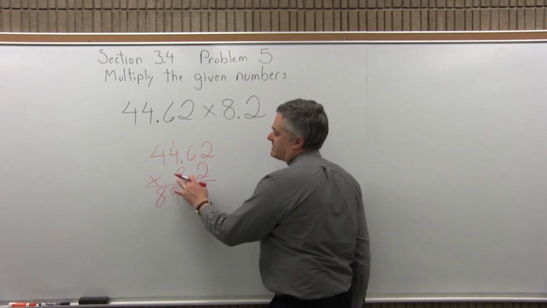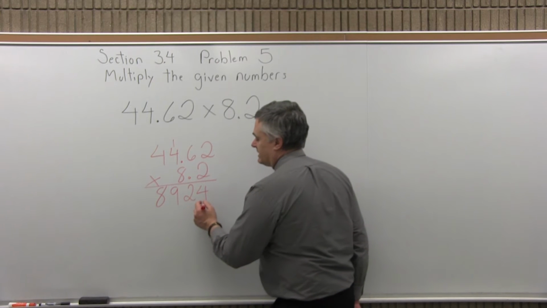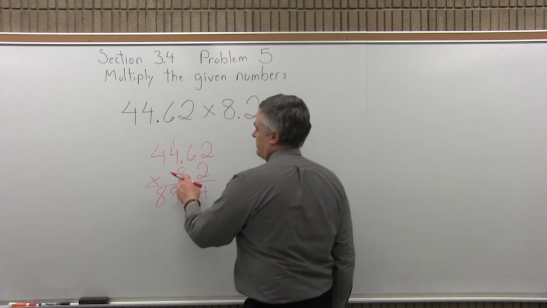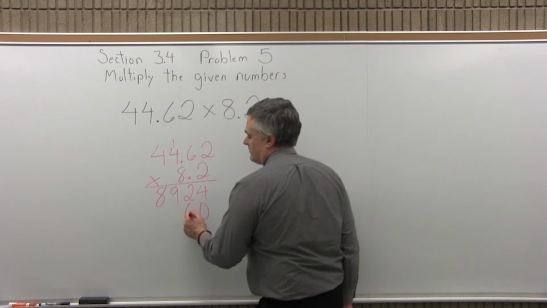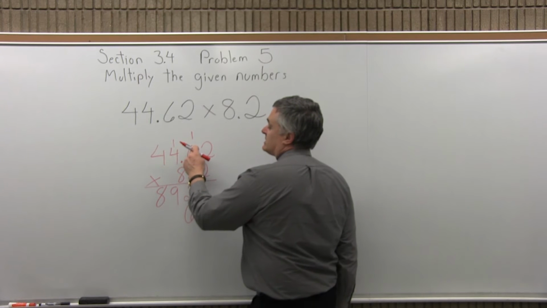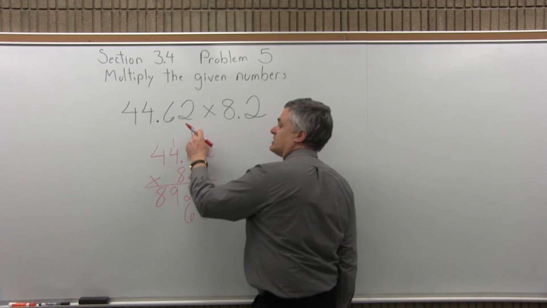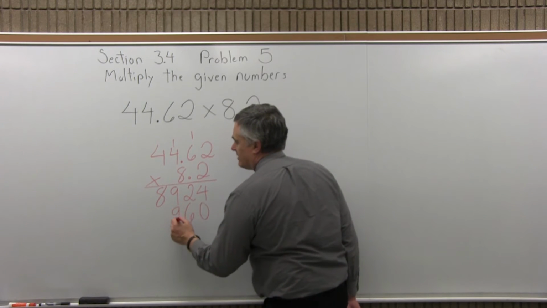Now you go down to the next level. You want to move over one position to the left. You can either leave it blank or fill in a 0 to hold your place. And now multiply the 8 through the top. So 8 times 2 is 16. For 16, write 6, carry the 1. 8 times 6 is 48. 48 plus the 1 more that you carried is 49. Write the 9, carry the 1.